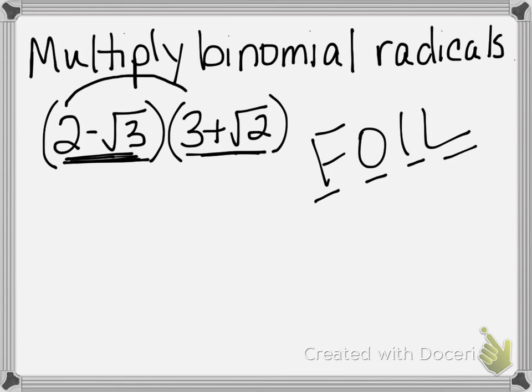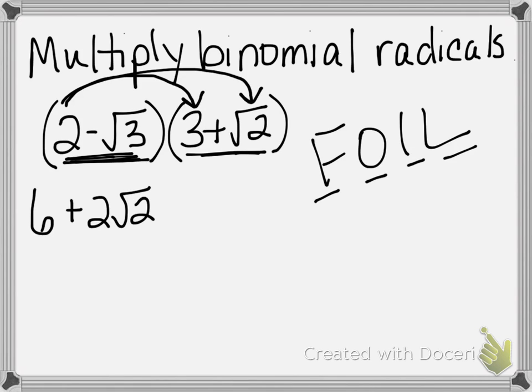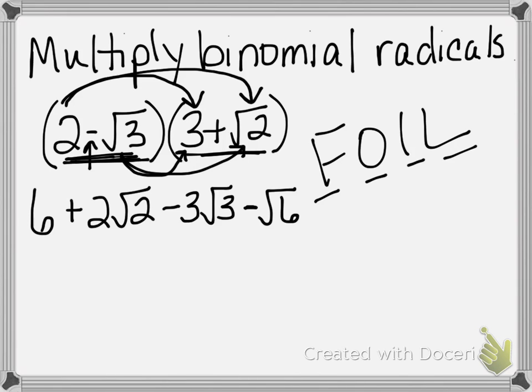We'll start with first: 2 times 3, 6. Let's go to outer: 2 times the square root of 2, 2 times square root of 2, exactly. Then inner: negative square root of 3 times 3. Well, that's negative 3 times the square root of 3. The sign right here in front of the square root of 3 is the sign of that square root of 3, so that tracks. When you're multiplying the square root of 3 times 3, it's negative, so that term becomes negative. And then last, negative square root of 3 times positive square root of 2. That's negative square root of 6.